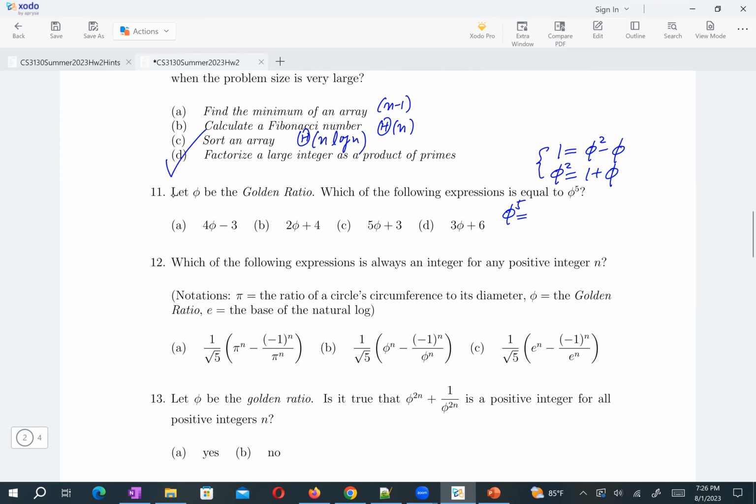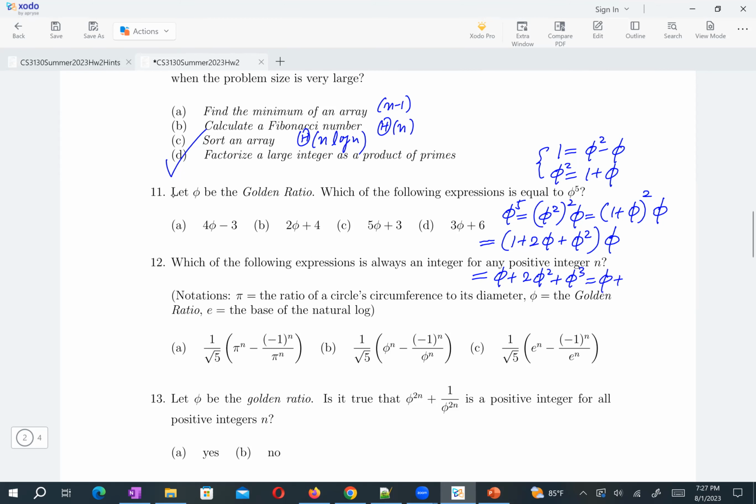Can you write it as phi squared times phi? Okay? Phi squared, so that's 1 plus phi squared times phi. Yeah. So 1 plus phi squared, that's 1 plus 2 phi plus phi squared times phi. Okay? So then phi plus 2 phi squared plus phi cubed.